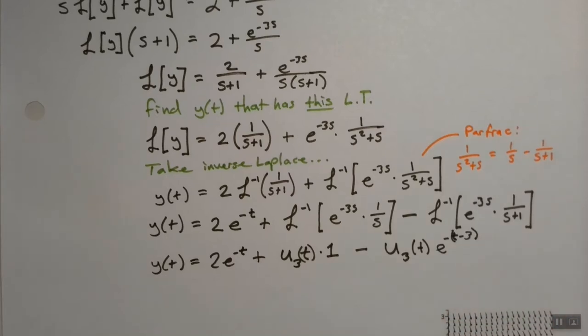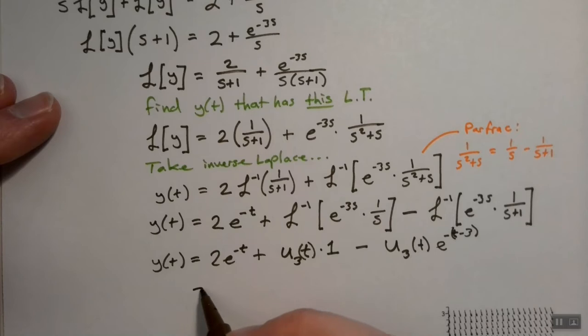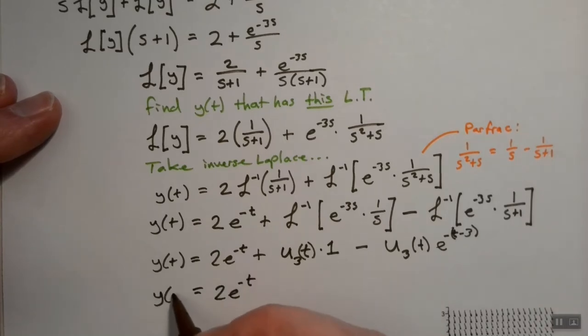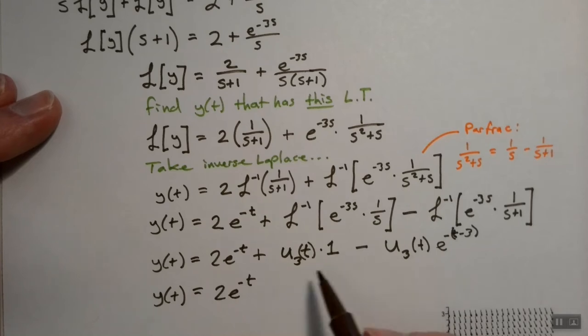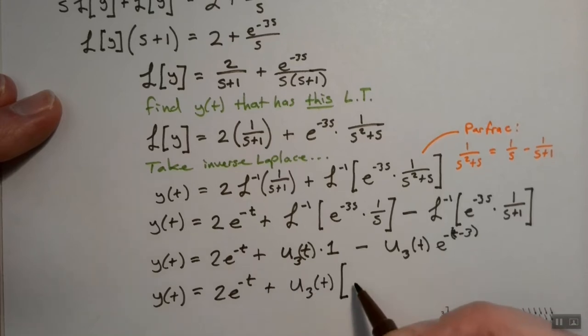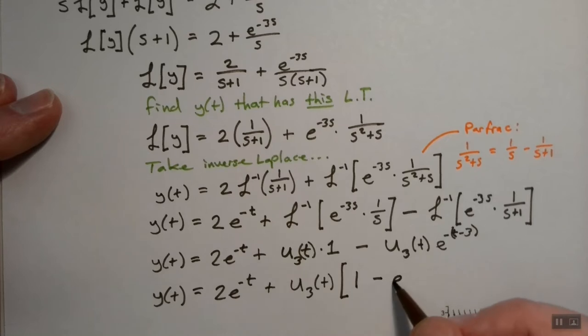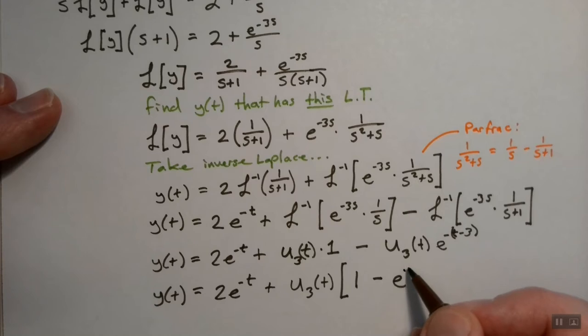Yep, in the upstairs. So putting this together, we can squeeze it together one more time, and we wind up with 2 times e to the minus t. And this guy right here is just u with a subscript 3 times a quantity 1 minus e to the, I'm just going to make this a little bit easier to read here, negative t plus 3.